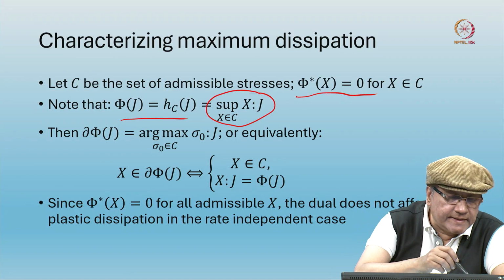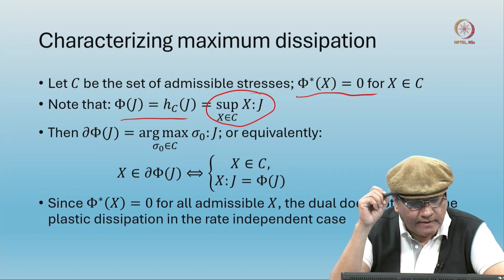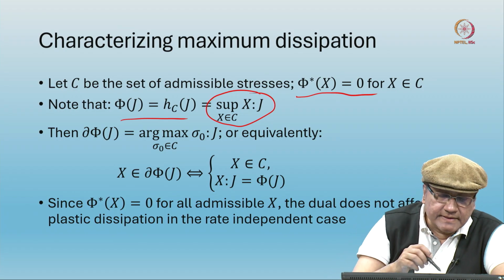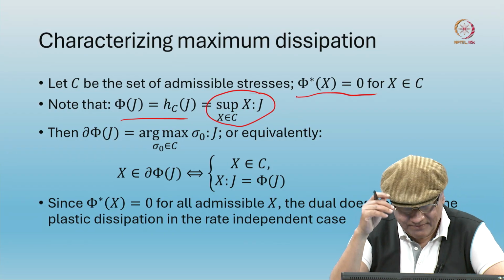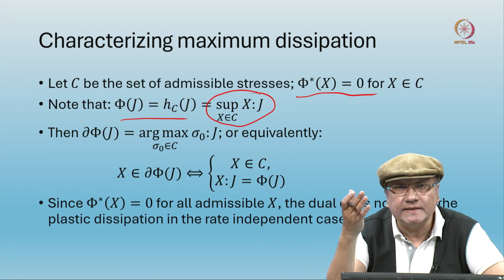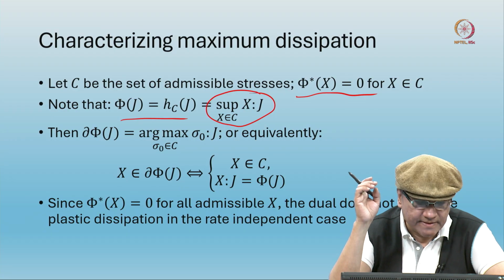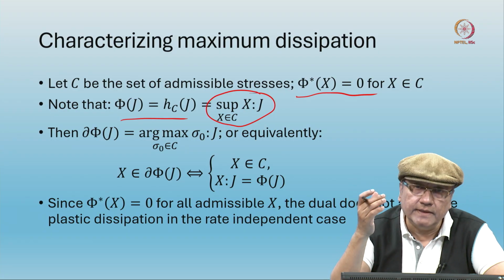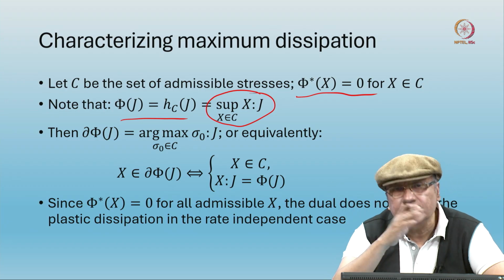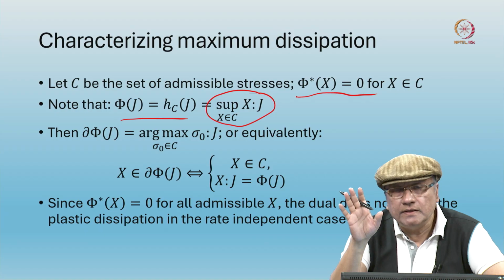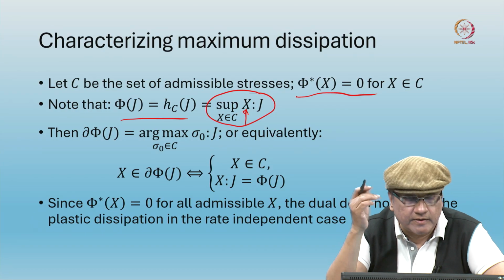Then, if I take the subdifferential of phi, del phi j, that will give me a stress-like object, something like x or sigma 0 in this particular case, because plasticity is purely deviatoric in nature, incompressible plasticity. So, therefore, we only talk about sigma 0, that is the deviatoric part of the stress. So, x is basically identifiable with sigma 0, the deviatoric part of stress.